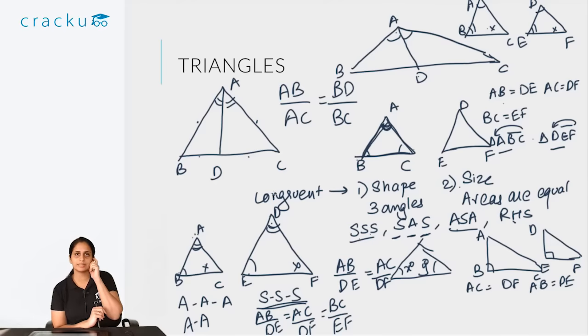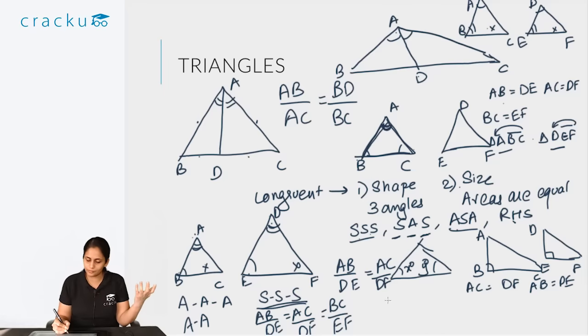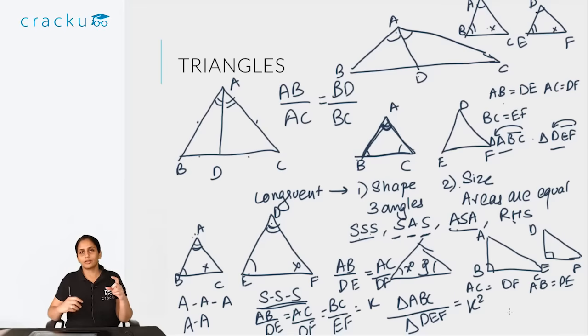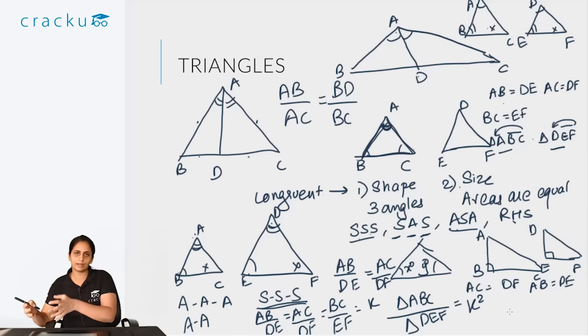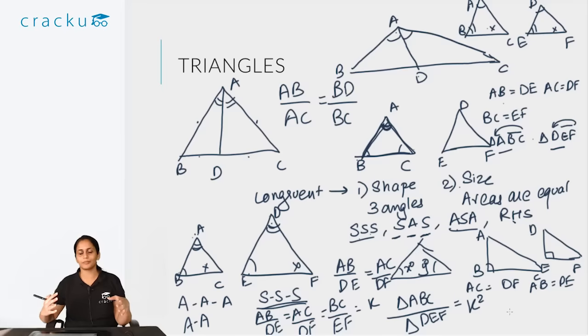Since area is essentially a product of lengths, the areas will also be in a fixed ratio. Suppose AB by DE, AC by DF, and BC by EF is essentially K. Then the ratio of the area of triangle ABC to DEF will be K square. This is because area is half into base into height. Now your base will be K times the base of triangle DEF, and your height will be K times the height of DEF. So essentially you will have K into K into the area of triangle DEF, so K square times the area of triangle DEF. So if the ratio of the sides is K, then the ratio of the areas will be K square.